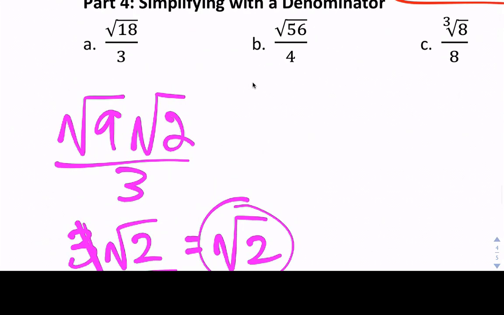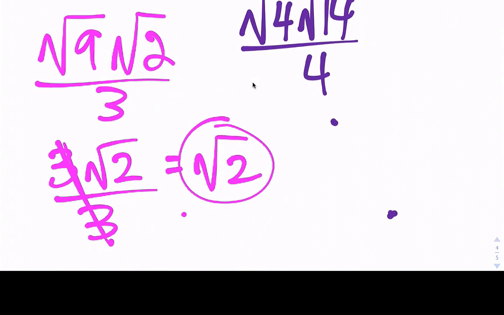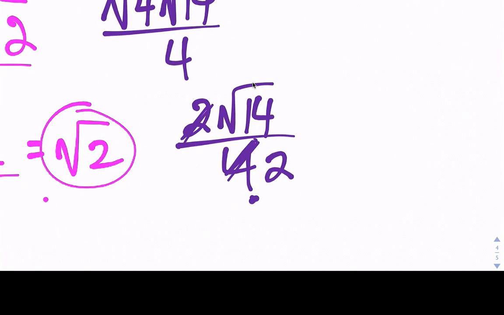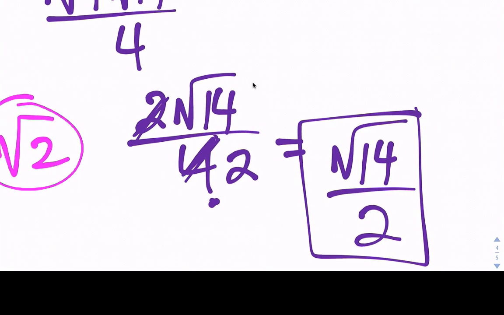Okay, let's try the next one, square root of 56. Again, we just simplified that. That's the square root of 4 times the square root of 14 over 4. So if we look at that, that's 2 square root of 14 over 4. And then we can simplify. 2 divided by 4 is the same as 1/2. And so there's our final answer, square root of 14 over 2. So again, I can divide the top and the bottom by 2 and get square root of 14 over 2.